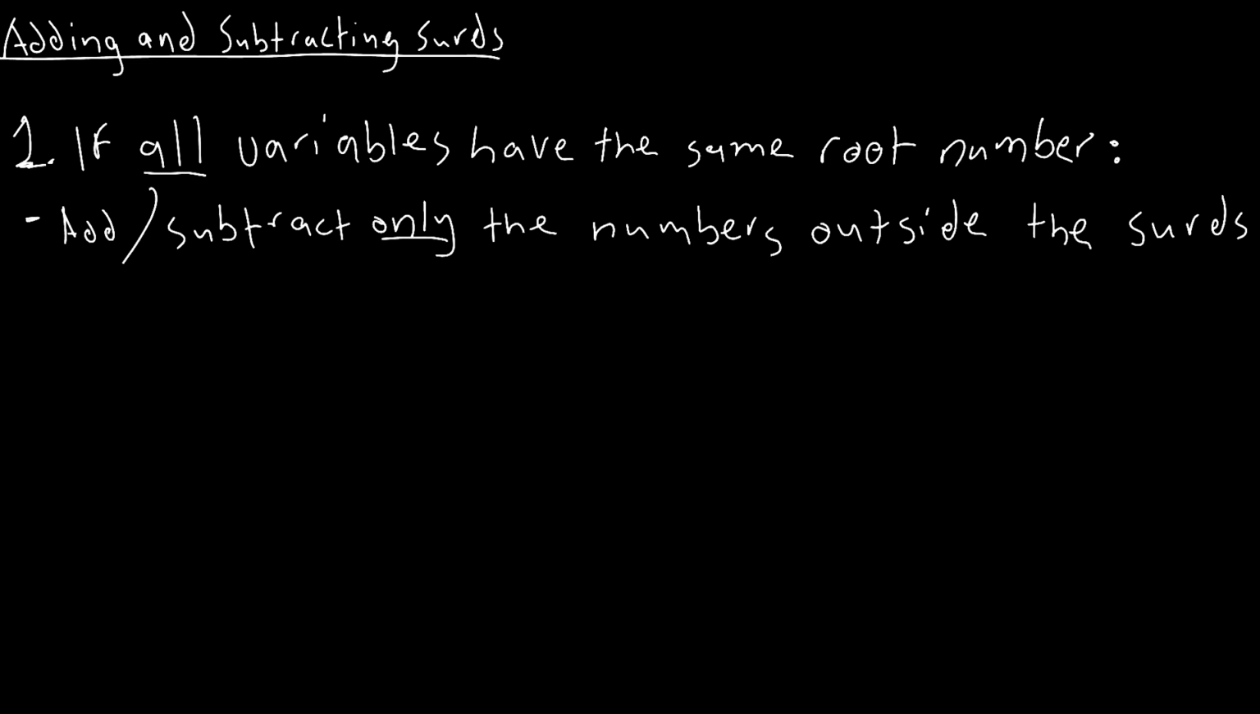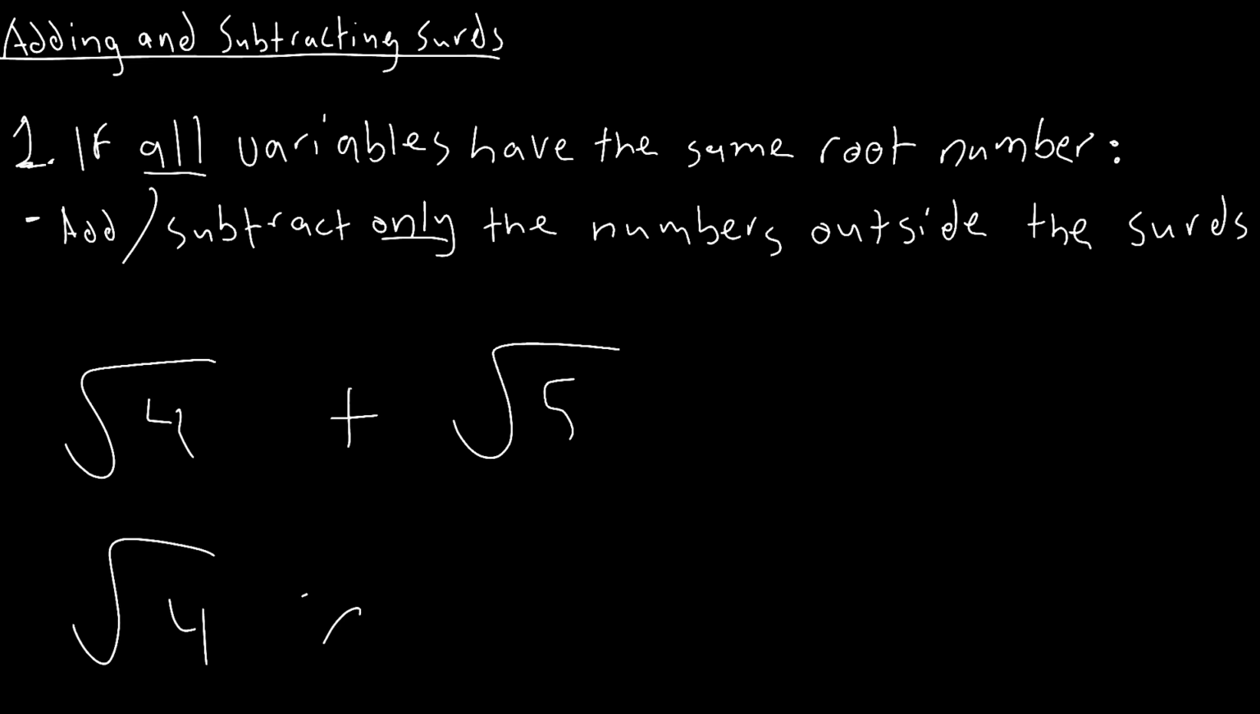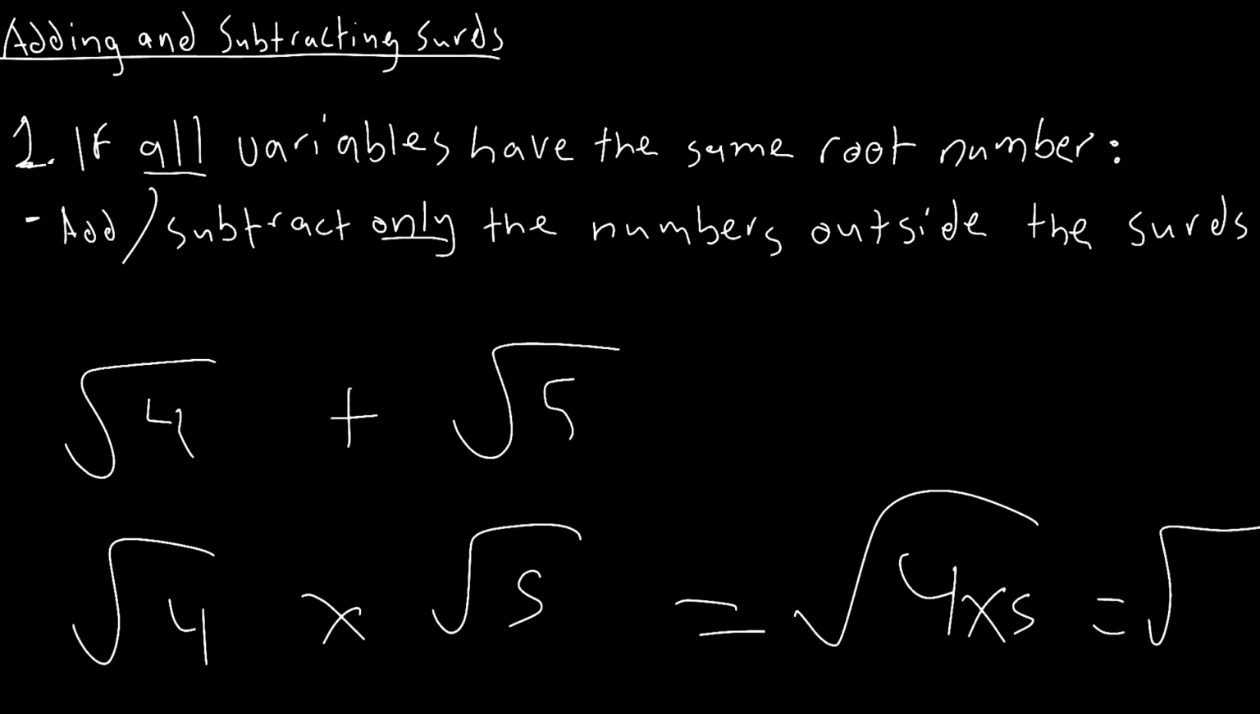So 1. If all variables have the same root number, then we would add or subtract only the numbers outside the surd. What this basically means is if I have, for example, root 4 plus root 5, we can't just treat it as if we're multiplying, where root 4 times root 5 is just root 4 times 5, which is equal to root 20. We can't just treat it like, oh, root 4 plus 5 and that gives me root 9. No, they are considered completely different variables.